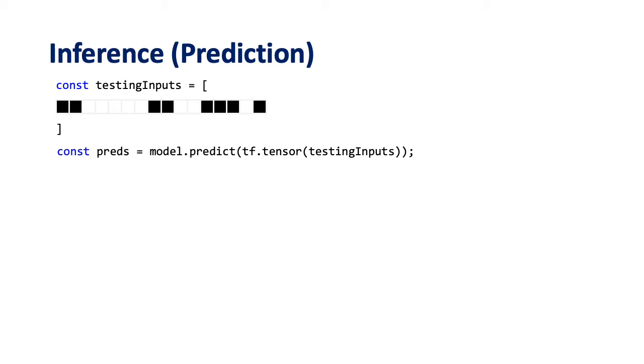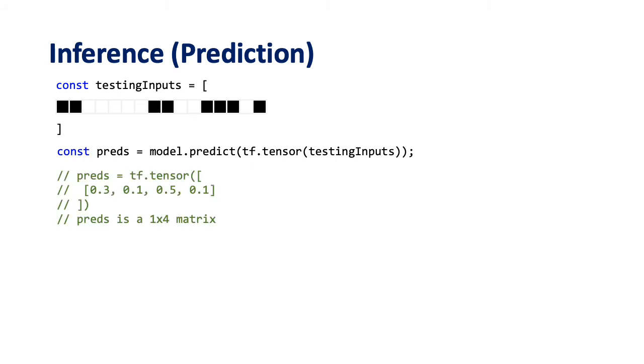To infer or predict the shape of a user-drawn image, we put that shape in an array called testing inputs and pass it to the predict method of the model class, again wrapping it in the tensor class to allow TensorFlow to work with it. The result of this call will be a tensor, which is 1 row by 4 columns. 1 row is because there is only one testing input, and 4 columns is because we have 4 shapes to deal with. Every column contains the probability of the shape. Like in this case, it's 30% estimated to be a line, 10% triangle, 50% square, and so on.